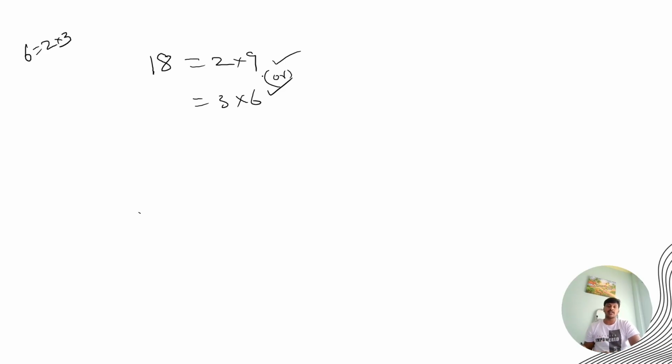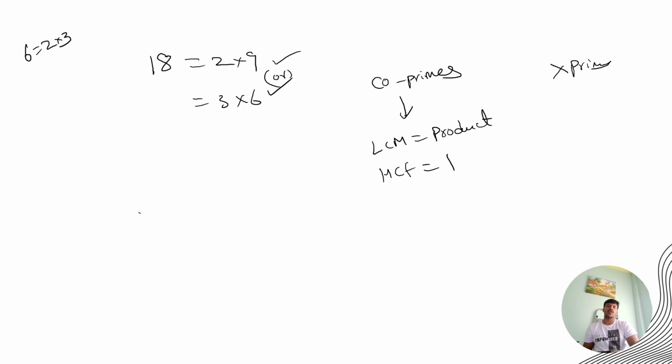If you are getting more than one pair like this, you have to check for co-primes. Remember, co-primes are not prime numbers. Co-primes means a pair whose LCM is equal to the product of the numbers, and HCF equal to 1. I will tell you what is meant by LCM and HCF now. If you calculate the LCM, it has to be the product of the numbers, and when you calculate the HCF, it has to be exactly 1.